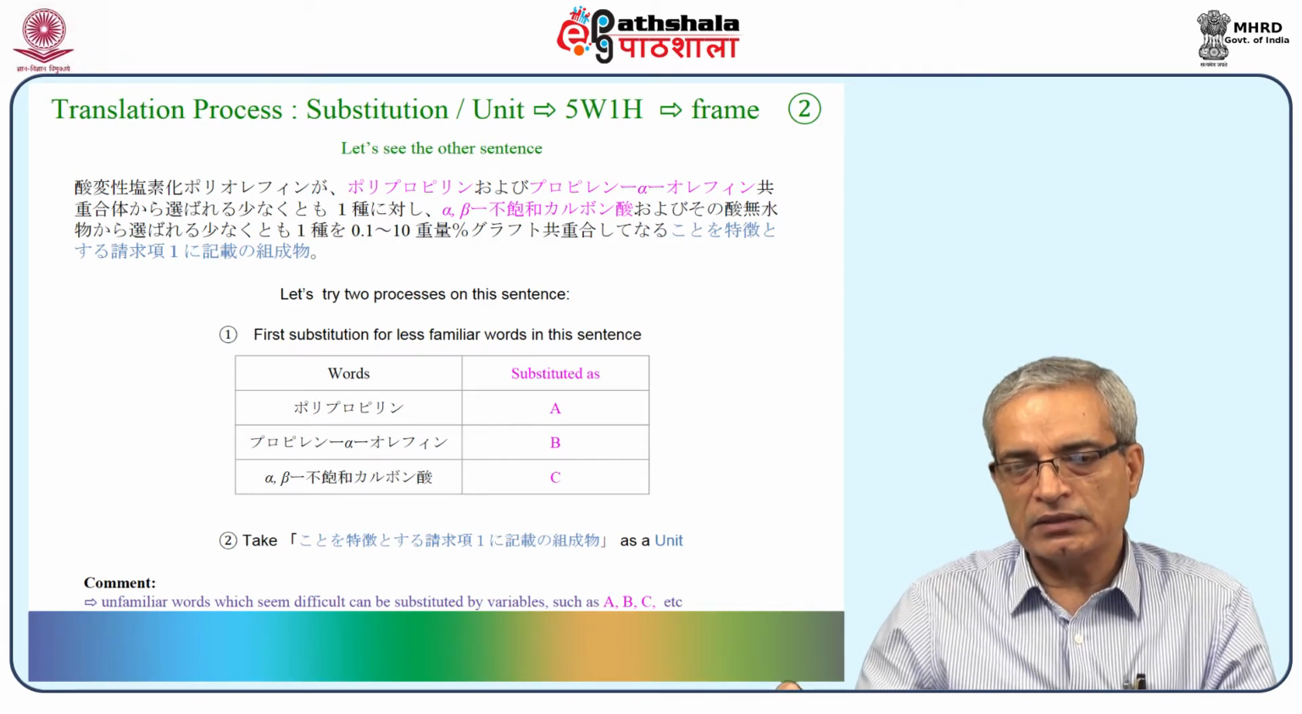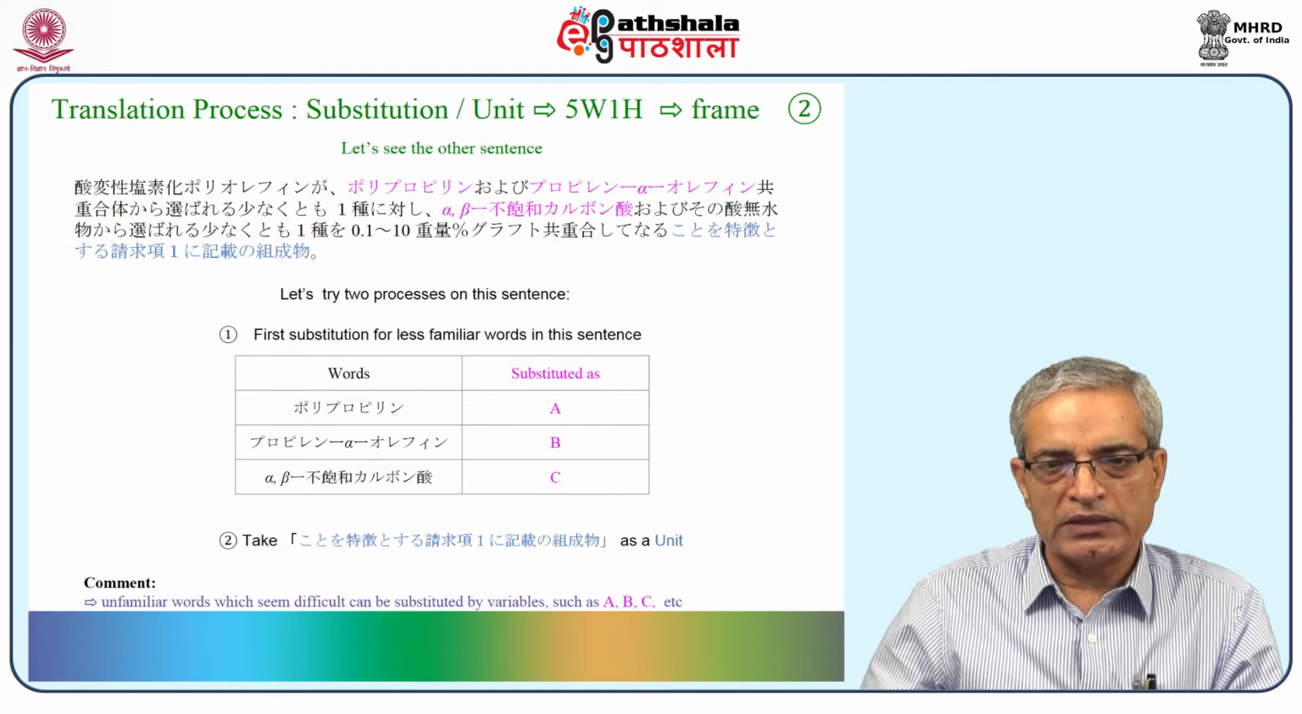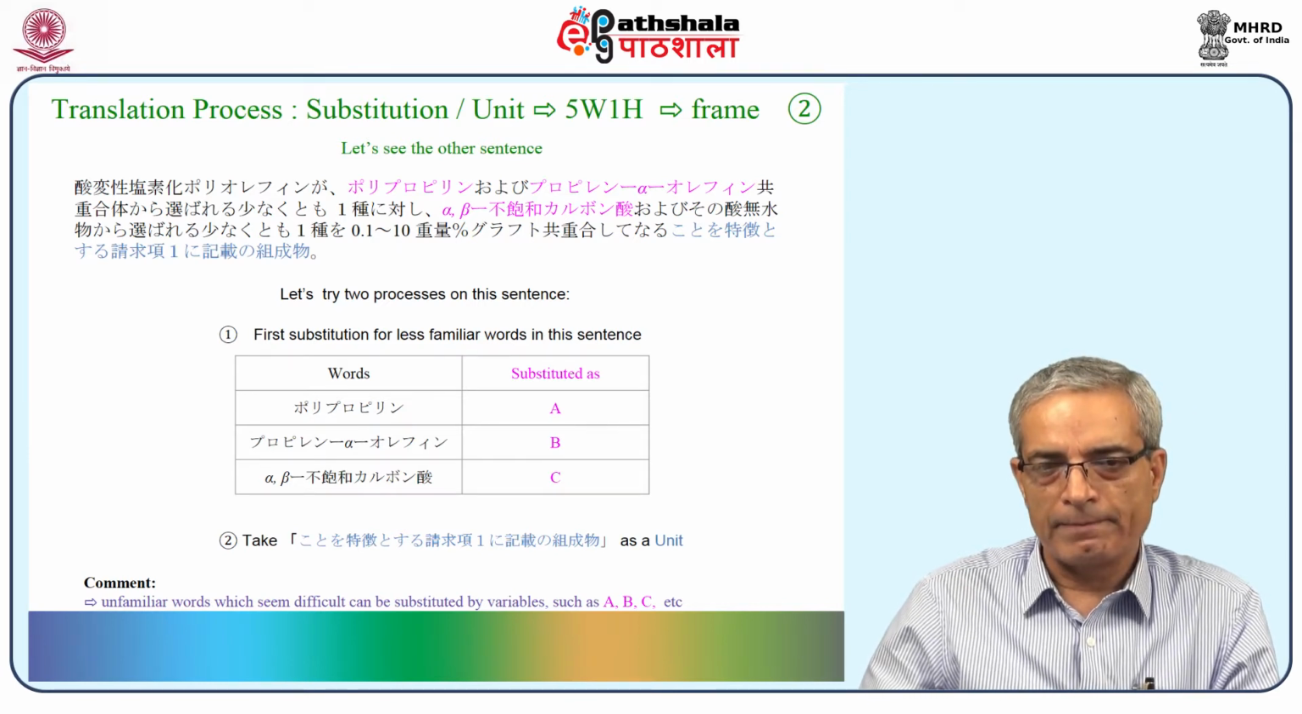But during the process of translation, you can just imagine that there is some figure and some type of polymerization. So it's basically polymerization. Issho o polymerize shite naru koto tokuchou to suru, and tokuchou to suru we have already done. Tokuchou to suru seikyu ko 1 ni kisai no sosebutsu.